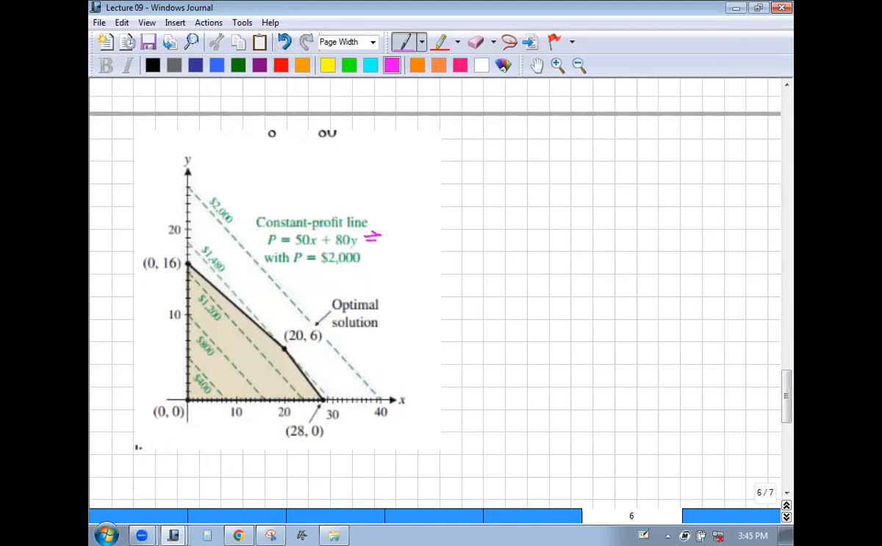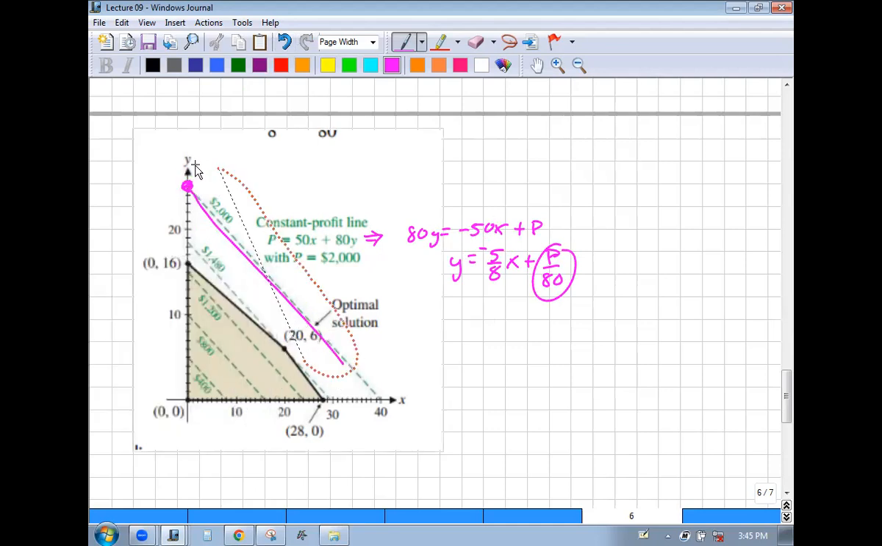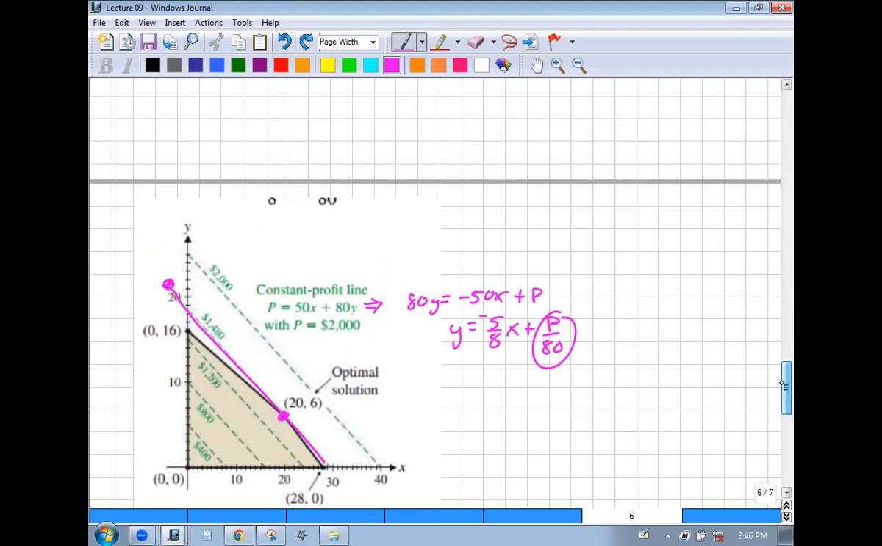If you solve for y here, you would have 80y equals negative 50x plus p, or y equals negative 5/8x plus p over 80. So if you change your p-value, you're just changing where this thing is. And p was the profit, and then the slope is minus 5/8. So these were slopes of constant profit. And you can see that, well, down here where it touches, that's your optimal solution. That happened to be at 1488. That was our example one from last time.